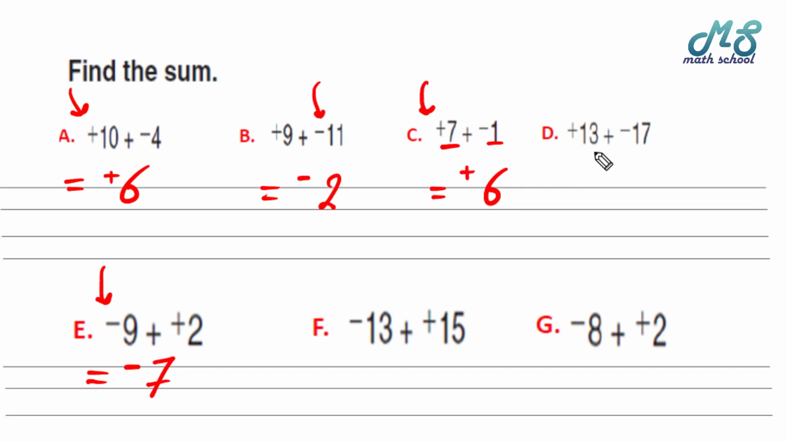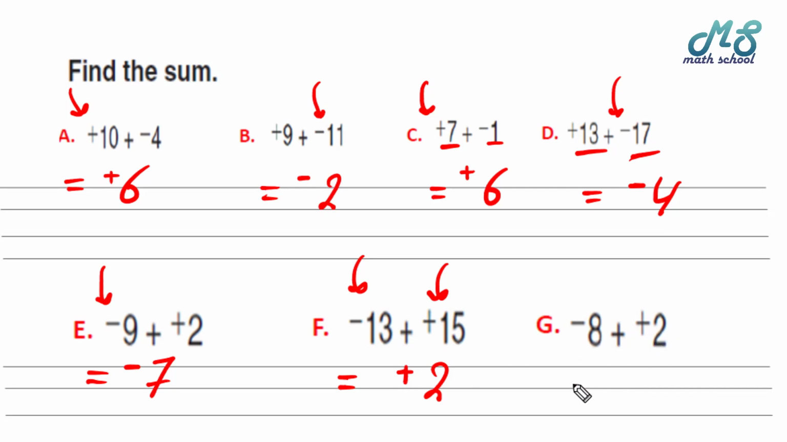Find the difference between 13 and 17. The difference is equal to 4, and put the sign of the larger one, so it will be negative 4. 13 and 15, one is negative and the other is positive. Find the difference between 13 and 15. It will be 2. And write the sign of the larger one, so it will be positive 2.